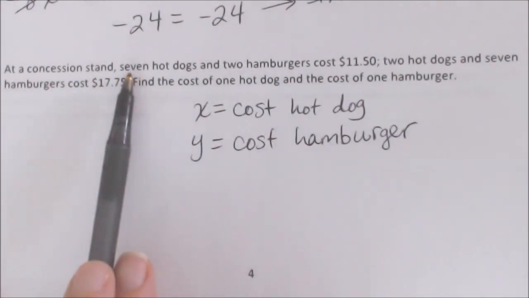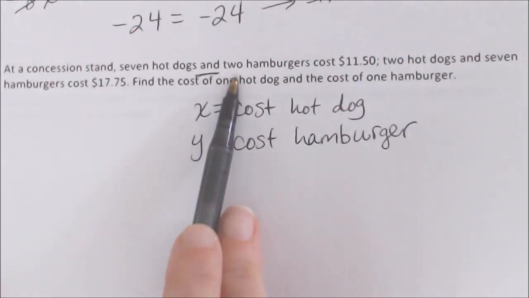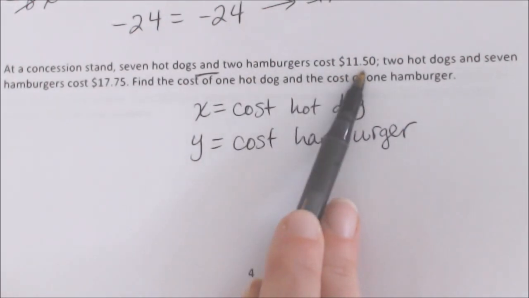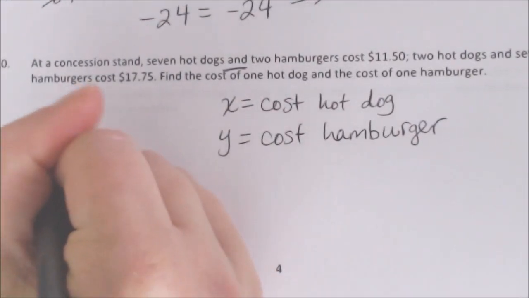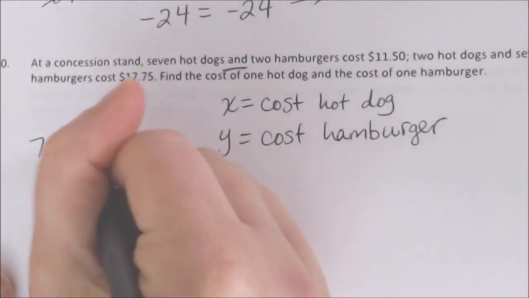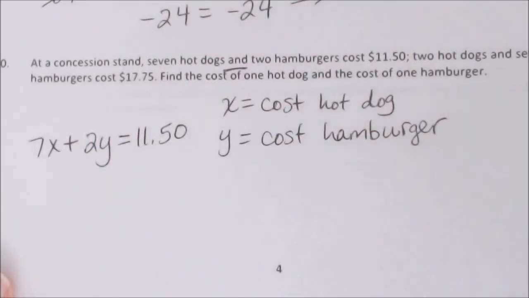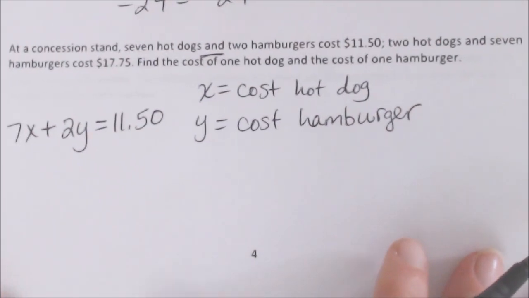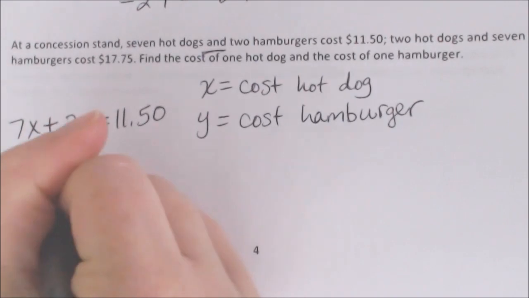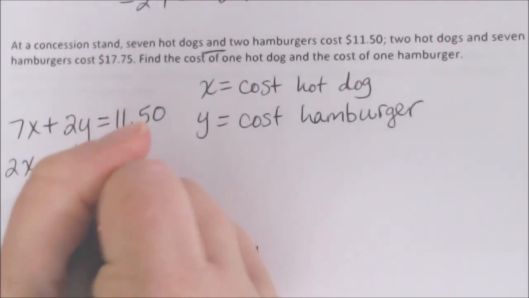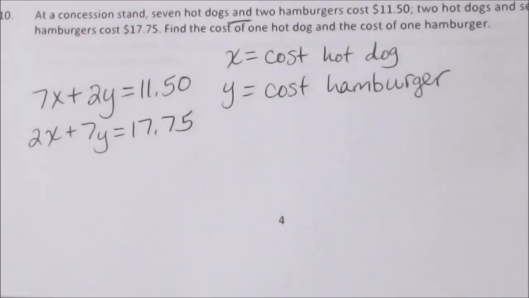So the first equation says 7 hot dogs and, and always means addition, right? 7 hot dogs and 2 hamburgers costs $11.50. So my equation that goes with that, 7 hot dogs would be 7x plus 2 hamburgers would be 2y, costs $11.50. So the total there is $11.50. 2 hot dogs and 7 hamburgers cost $17.75. So 2x plus 7y equals $17.75.